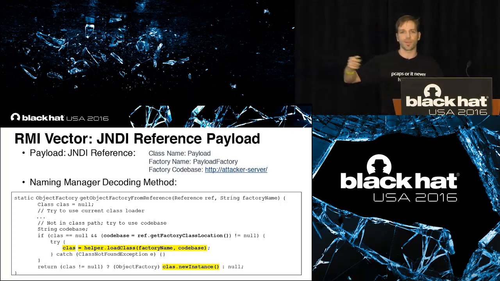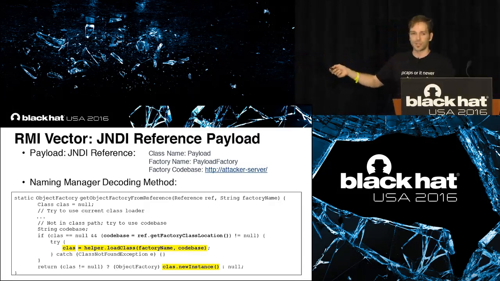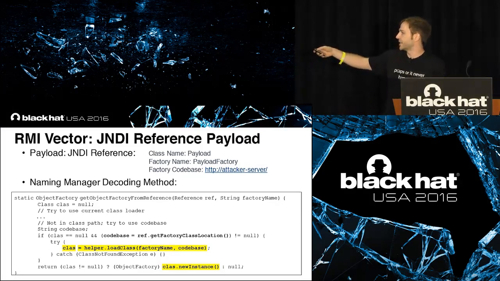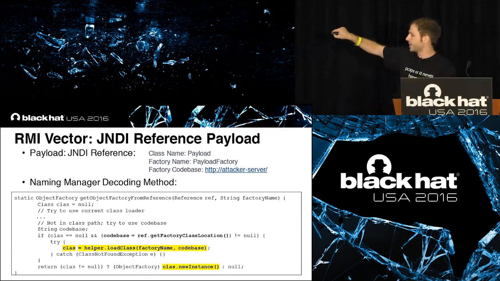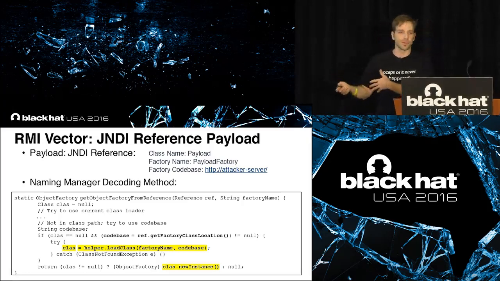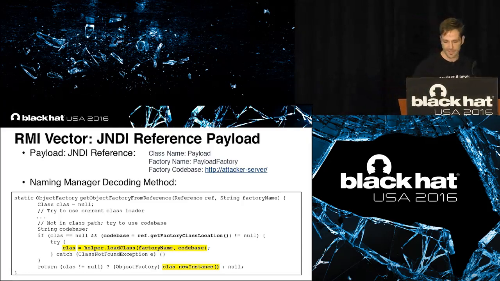If you remember, for the naming manager, there is no JVM property to disable this remote class loading, and there is no security manager enforcement. So here, an attacker can actually provide any class, and if there is no security manager, they will succeed in loading this class. And then the class is instantiated. So the attacker that can provide this remote factory will be able to put the payload in the constructor or the static initializer.